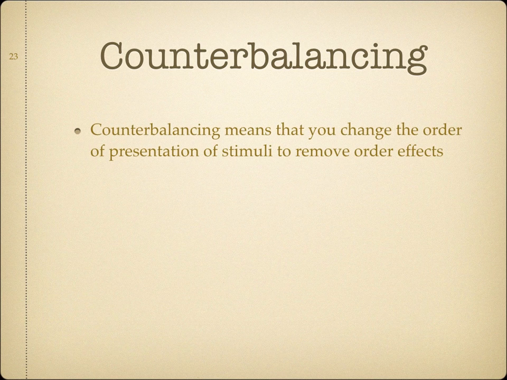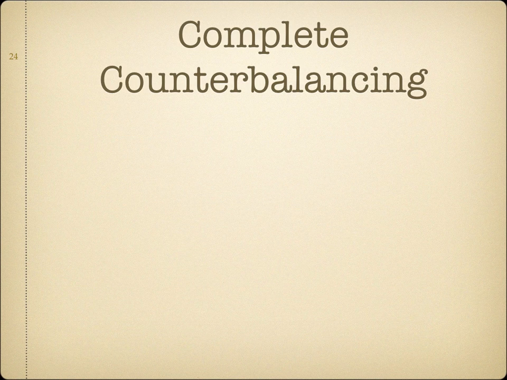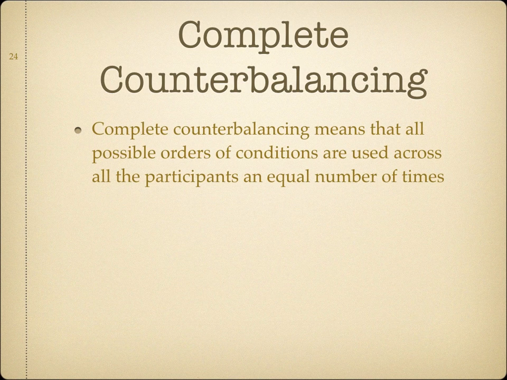Counterbalancing means that you change the order of presentation of stimuli to get some control over order effects, hopefully to remove them entirely. Participants are split into groups, and each group gets a different order of conditions. Now, there's two basic kinds of counterbalancing that can be done: complete and partial. This sounds like it covers everything, and it kind of does, but there are some subtypes of these, as you might imagine. Complete counterbalancing means that all possible orders of conditions are used across all the participants an equal number of times.